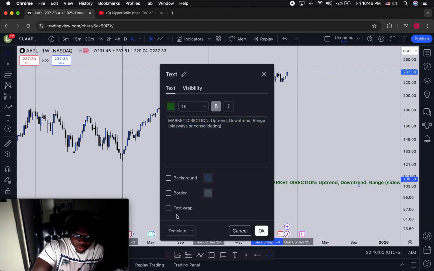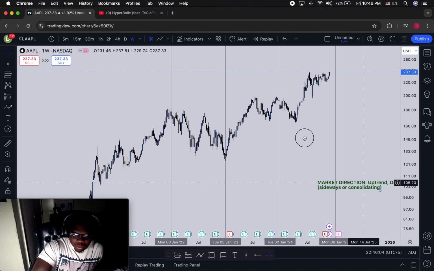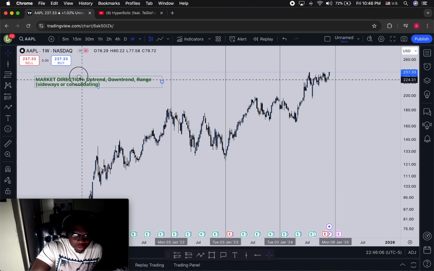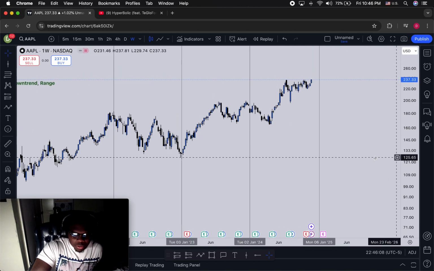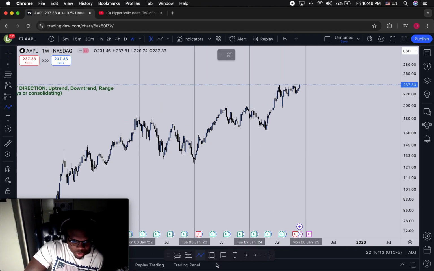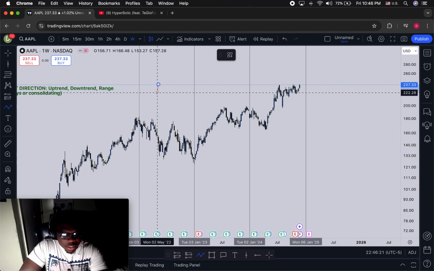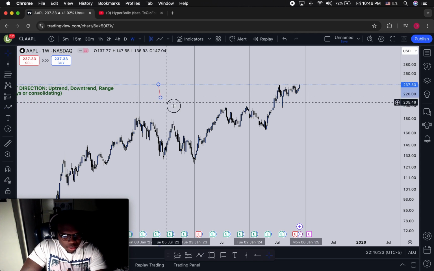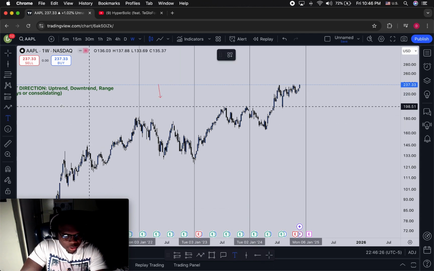Alright, so uptrend, downtrend, range. I'll throw this up here. Uptrend, downtrend, range, alright? So if we're looking at 2022, we're looking down here, what are we going to say this is? We're going to say it's a downtrend, alright? What consists of a downtrend?